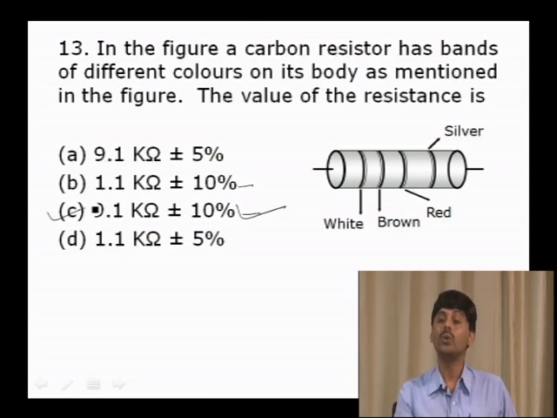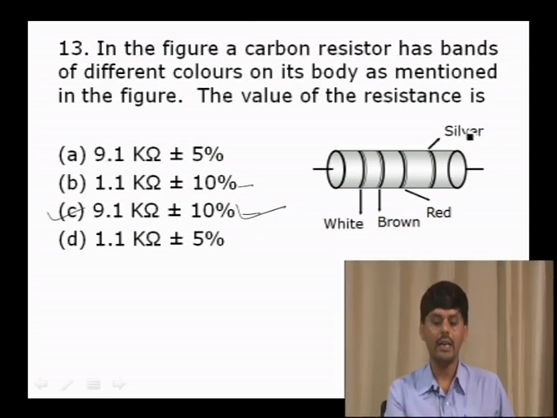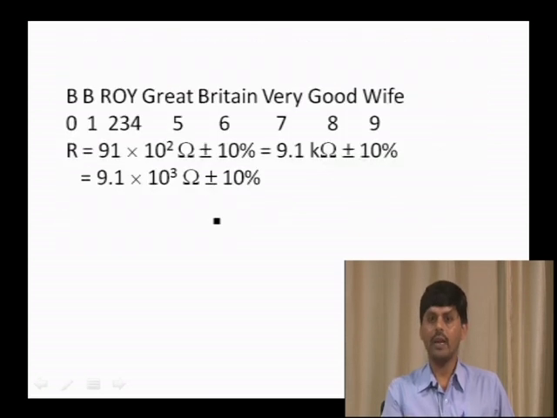Or else we can also do it by taking the help of the color code method. This is a very easy method to identify. If the first and the last colors are correct, then the answer is correct. Okay, this is the way you are going to calculate the value of the resistor, that is by taking the help of the color code mnemonic.